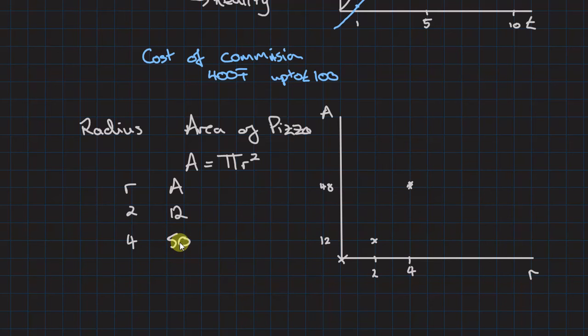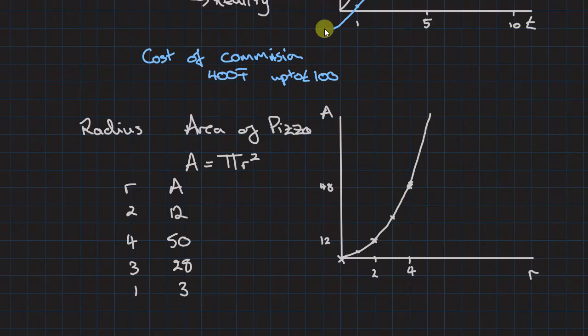When I go to 3, 3 squared times pi gives me 28. So there's 24. 28 is a little bit above it. And if you look at this graph, let's just do it for fun. 1 is going to give me 3. This graph does not have a constant gradient. It changes as we go through. So as it goes up, it does not change by a uniform amount each time.